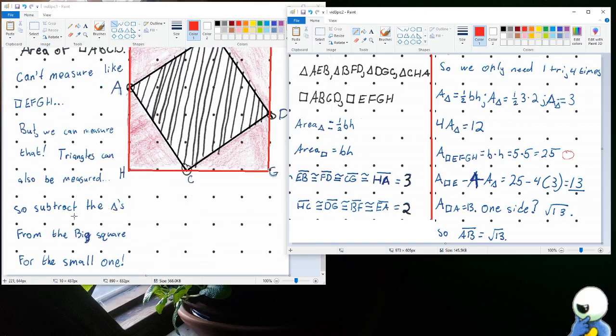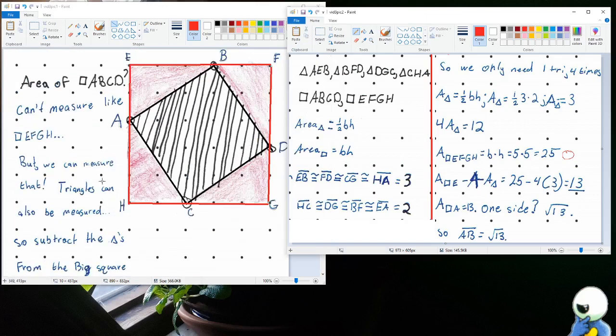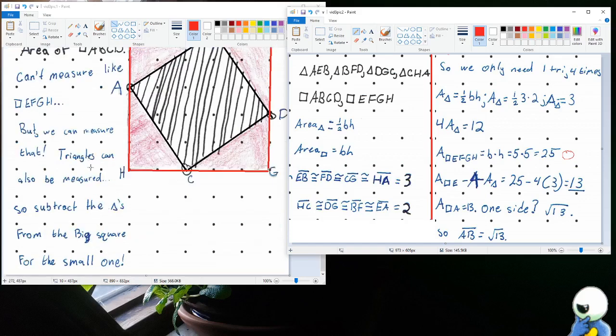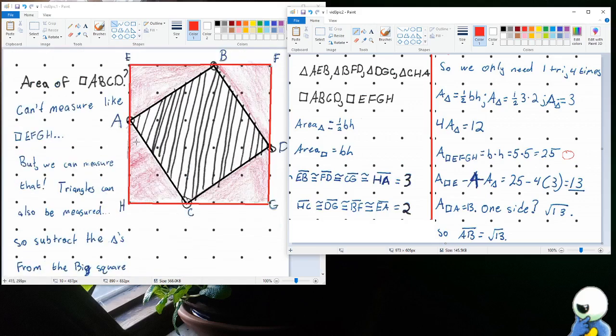So why don't we look at a proof? Like I said, we can measure the outer square, EFGH, and we can figure out these small squares because we know the area of a triangle. So we just subtract the big triangle from the small one. And here's the work here. I noted each of my triangles just for clarity's sake, and I noted the two squares.